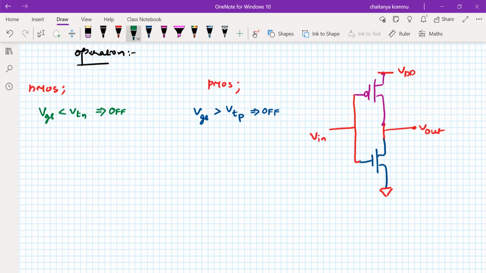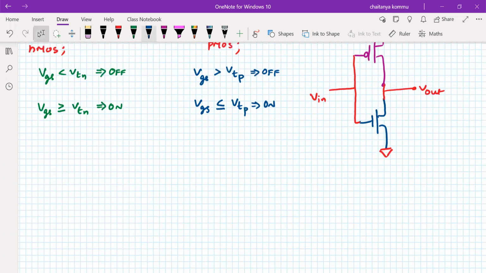Now, for example, when the VGS value is greater than or equal to VTN, then we say that the NMOS transistor is on. So what about here now? When the VGS value is less than or equal to VTP, then we can say that this is an on transistor. Just the opposite of this. The NMOS operation is opposite to the PMOS transistor, which means its terminal characteristics are also in opposite fashion. So once it is on, we need to remember that.